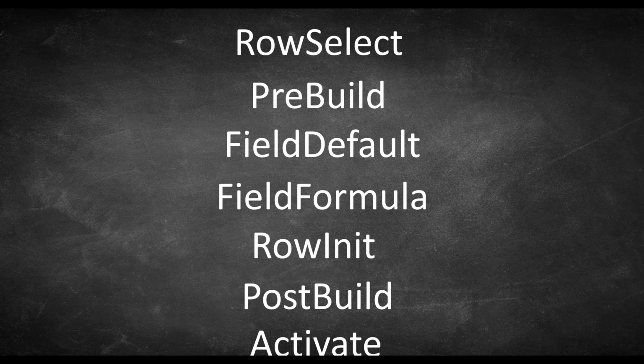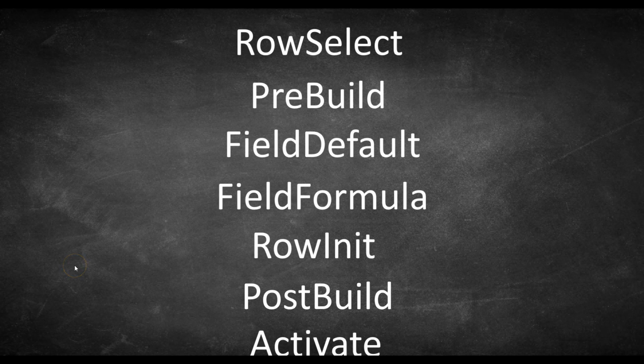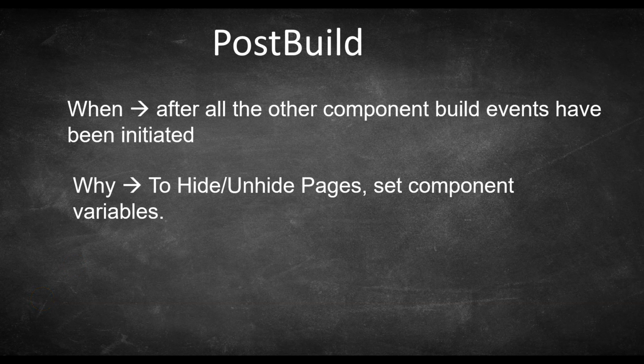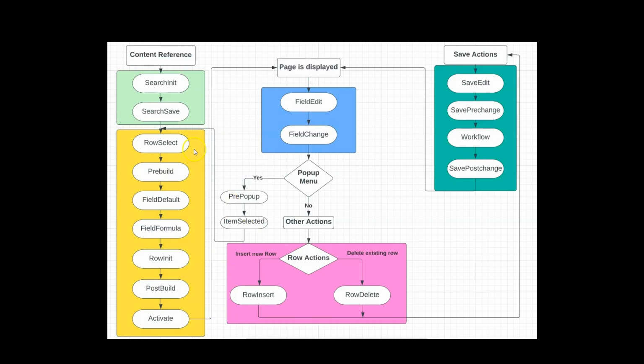So, which of these 7 PeopleCode events can we use in order to hide the salary page based upon certain business logic? In that case, we can use the post build event. So let's discuss the post build PeopleCode event. The post build PeopleCode event is initiated after all the component build events have been initiated successfully. As you can see from this event flow diagram, when all the component build events from row select to row init have been executed successfully, after that the post build PeopleCode event is initiated.